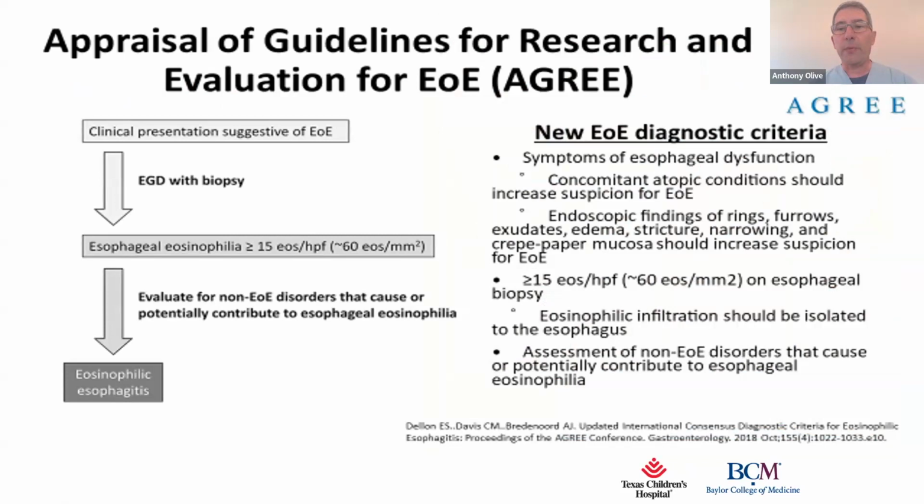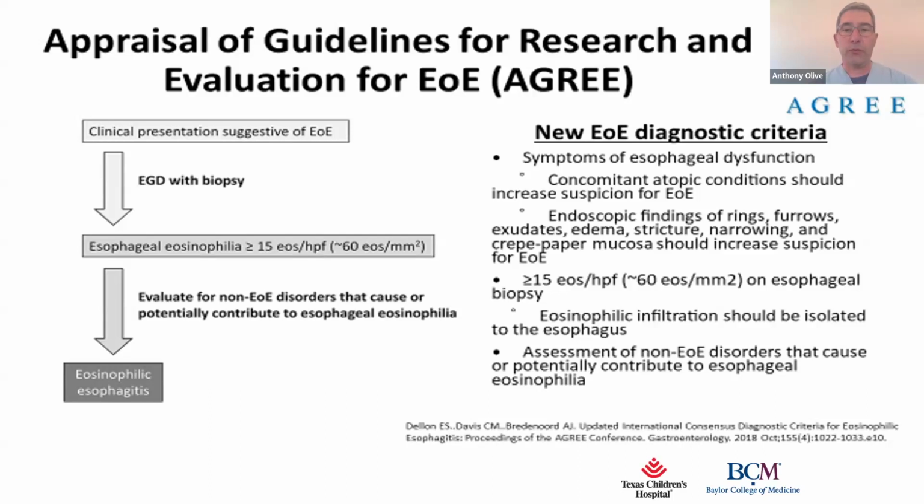The concomitant atopic conditions are often present. And then endoscopically, which I'll show you pictures of here in a second, we can see rings or furrows, white exudates, edema, and then with more advanced disease, stricturing and total narrow esophagus. Histologically, we use the cutoff of 15 eosinophils per high power field, although we certainly have diagnosed individuals with EOE that had less than that if everything else fit.